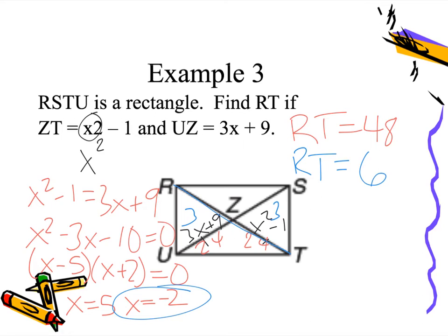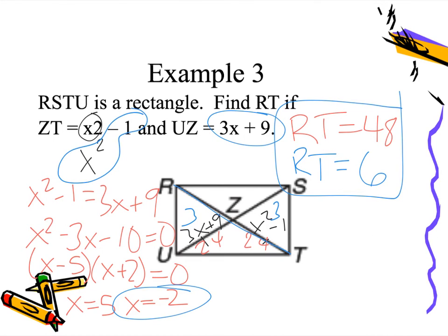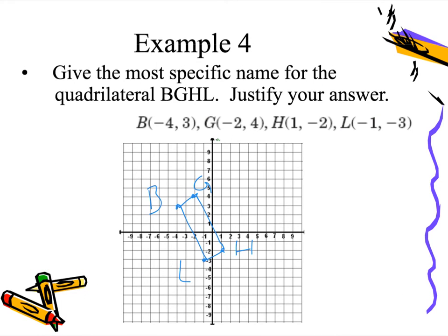How wonderful is that? But you might be saying, wait, Mr. Allen, how can this thing equal two different things at the same time? Well, it doesn't. Or just saying with this information of UZ equaling 3x plus 9, x squared minus 1 for ZT, with that, there's two different possibilities as a length of RT. Okay? Lovely.